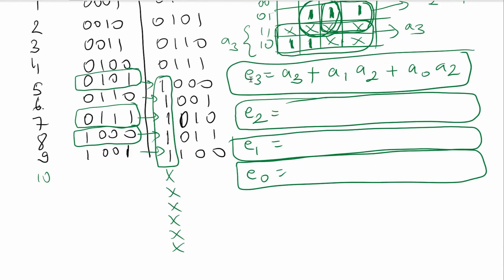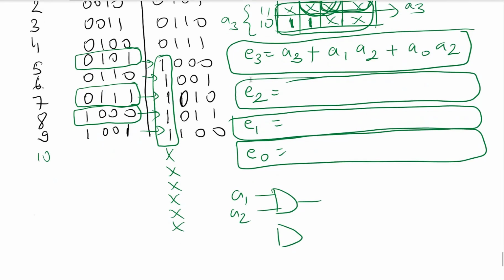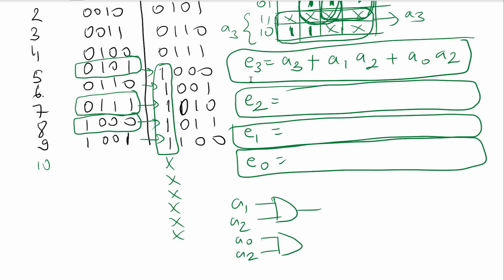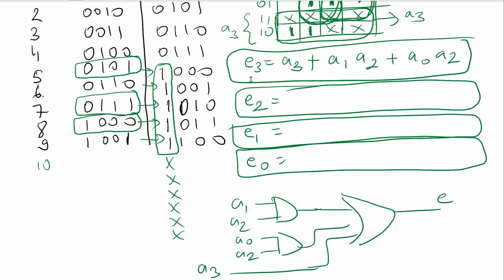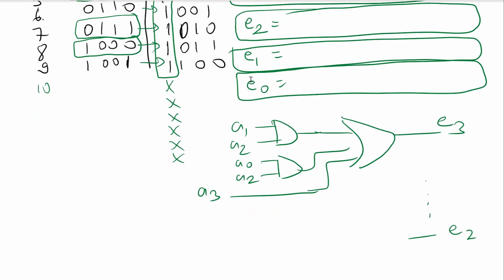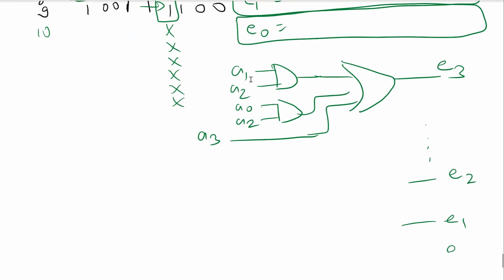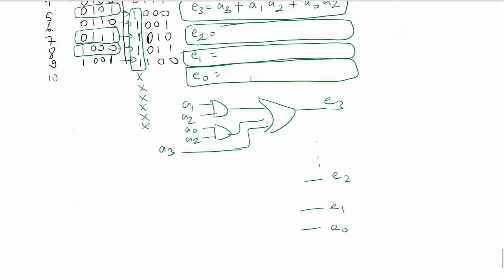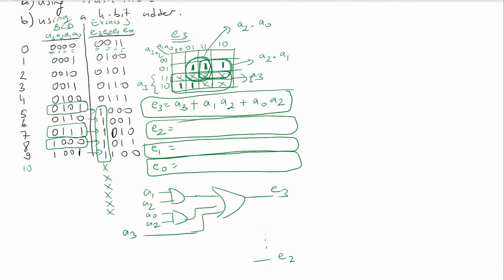For E3, I will get, for example, this will be A1, A2, another AND gate, A0, A2, and then I have this A3, and then I will have an OR gate. So this will be my E3. Similarly, I will be doing other gates for A2, A1, and A0. But I will leave it to you to do all these operations.